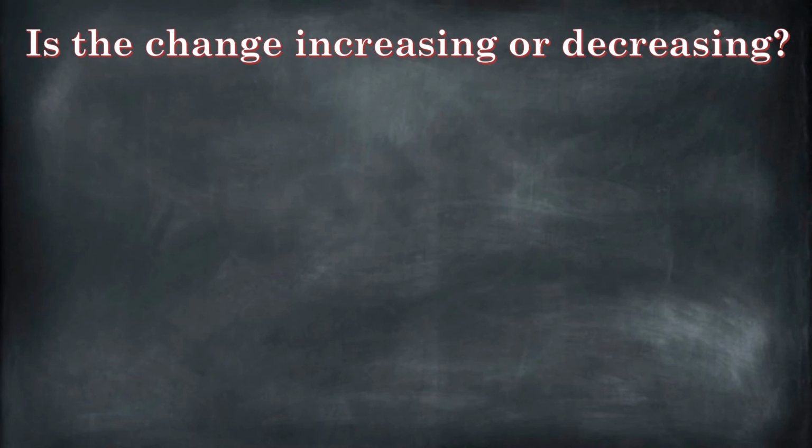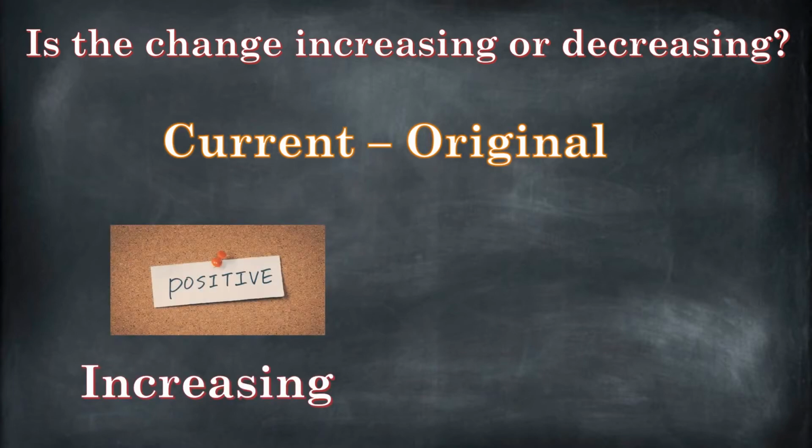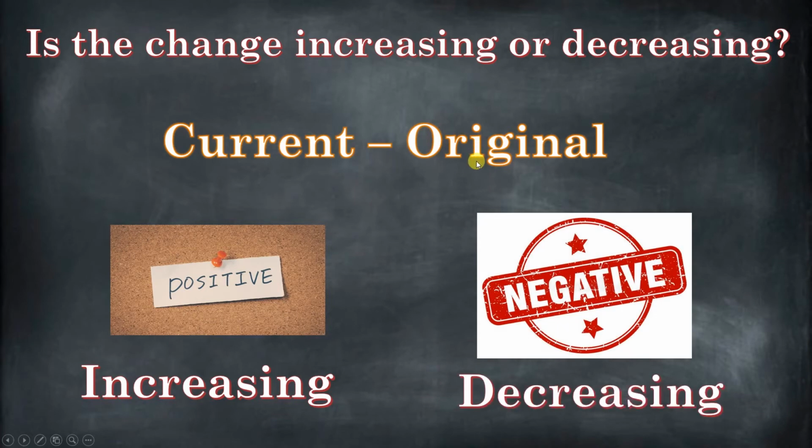So first thing we're going to talk about is how to tell if the change is increasing or if it's decreasing. Well, this is a pretty simple idea. The only thing that's tricky is perhaps identifying what's the current and what's the original. So what you do is you take the current value and you subtract it from the original. And if that outcome is positive, then it's increasing because the current value will be worth more than the original. So it's going up. Whereas if the value is negative, then it's decreasing. That means the current value is less than the original. That means it's decreasing. You see?